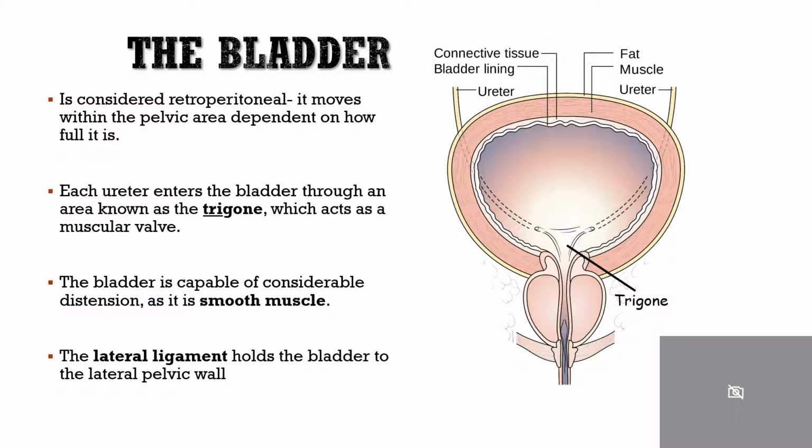The bladder is considered to be retroperitoneal. It moves within the pelvic area dependent on how full it is. Each ureter enters the bladder through an area known as the trigone, which acts as a muscular valve. The bladder is capable of considerable distension, as it is smooth muscle. The lateral ligament holds the bladder to the lateral pelvic wall.